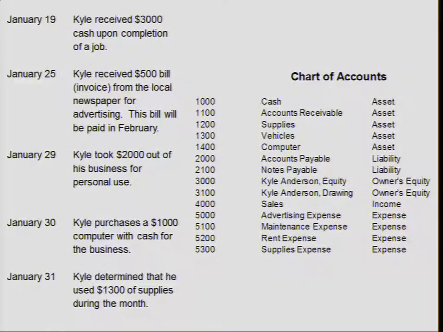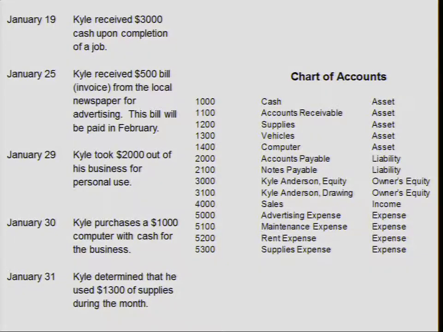On the 25th, Kyle received a $500 invoice from the local newspaper for advertising, but we aren't going to pay this until next month, until February. So again, we're going to use accounts payable to indicate it's a liability, we'll pay for it in February. So, which accounts are we going to use?